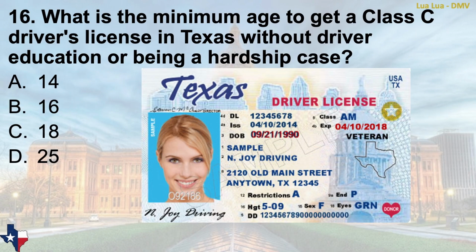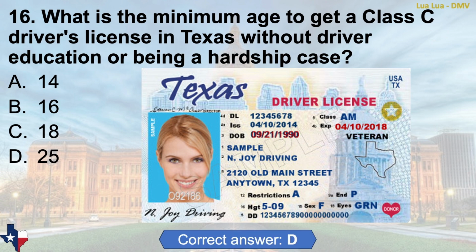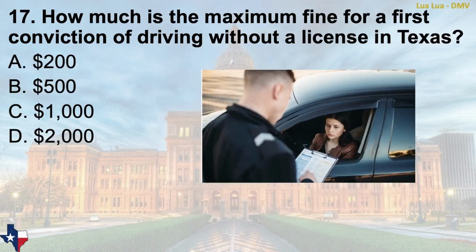Question 16. What is the minimum age to get a Class C driver's license in Texas without driver education or being a hardship case? A. 14. B. 16. C. 18. D. 25. The correct answer is D. 25 years old.